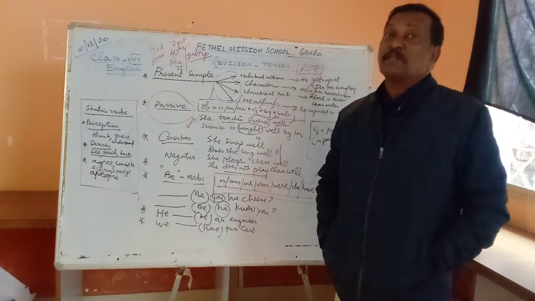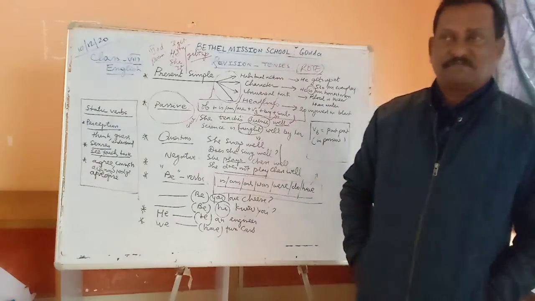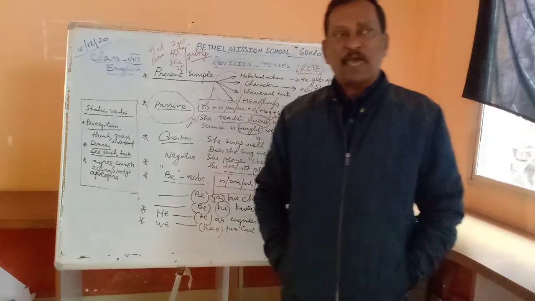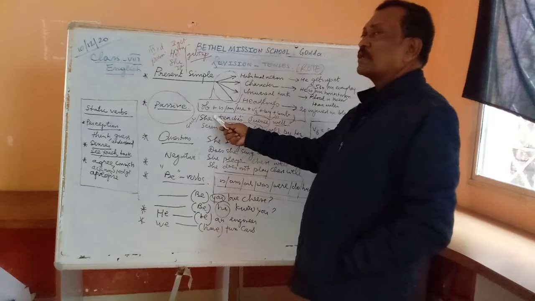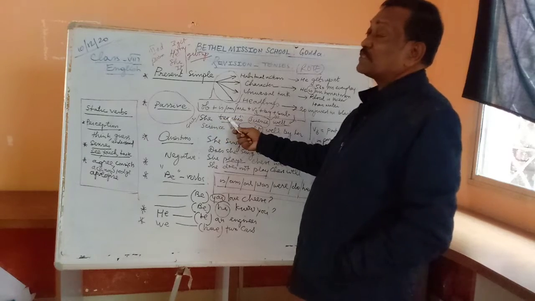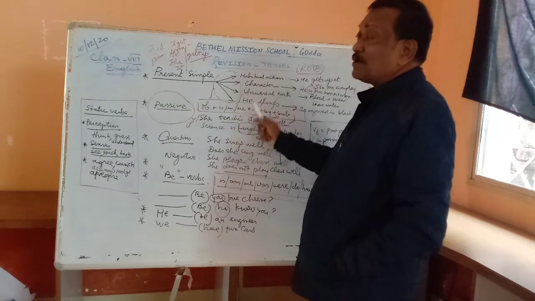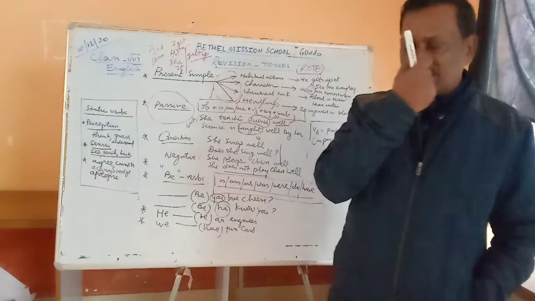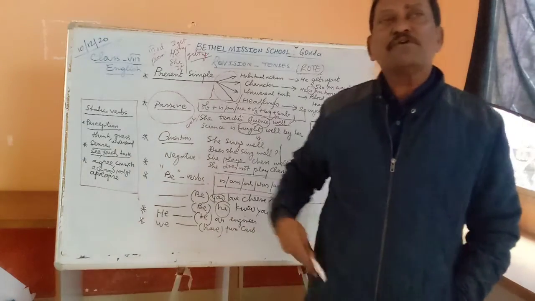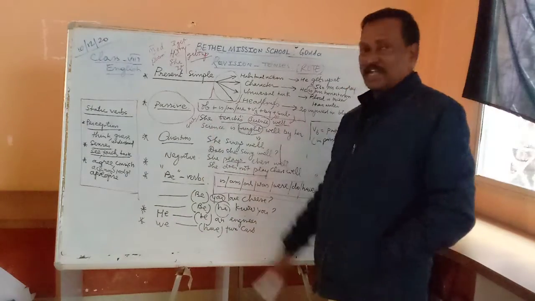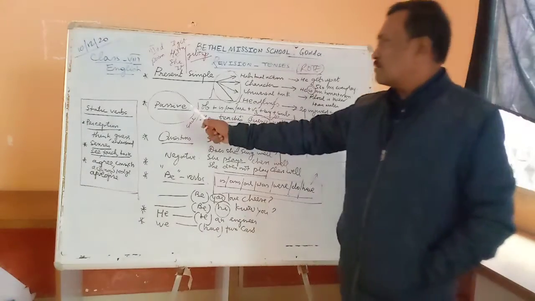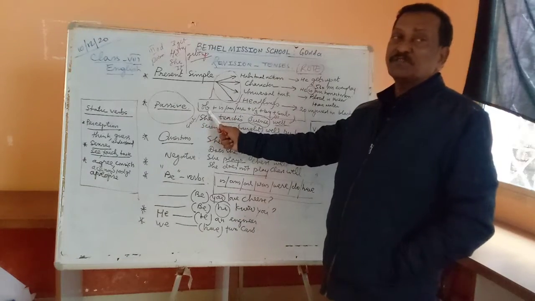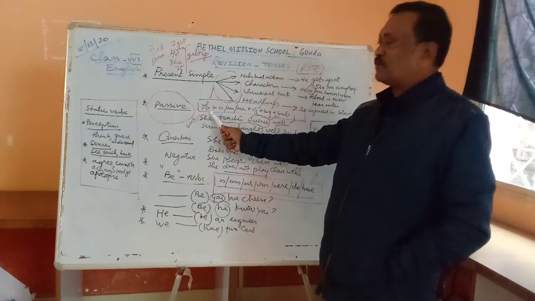My sister makes beautiful dolls. So I apply the formula. My sister is the subject, makes is the verb, beautiful dolls is the object. Beautiful is an adjective followed by the noun dolls. So obviously the object comes first. Beautiful dolls. You should not leave out the adjective beautiful.